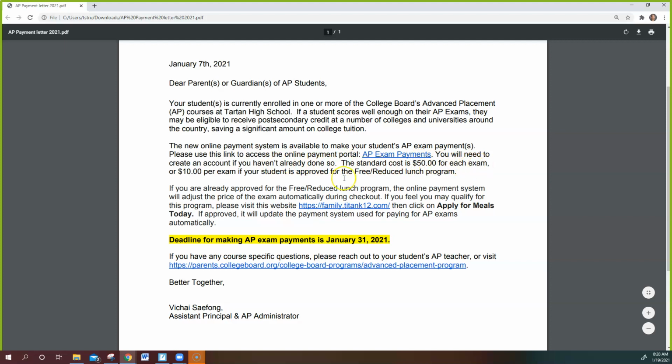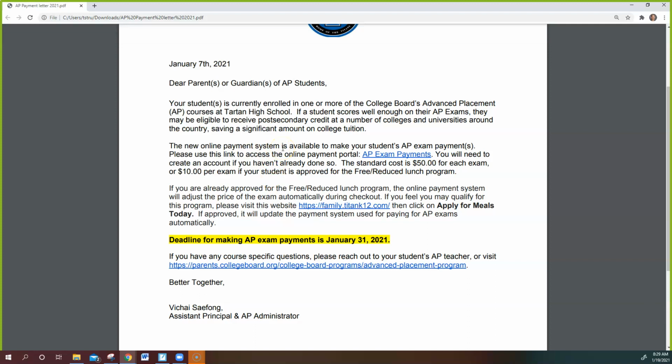It's $50 for each exam or $10 if the student is approved for the free and reduced lunch program. So you probably know if you're on that, that's $10 per exam. If not, you're paying $50. If you're already approved for the program, the online payment system will adjust for that price. If you think you're on it and it's not, then you can contact Mr. Sefong or Ms. Trevette, or you can even let me know and I'll send the message along to them so you can get the correct payment on there. But the deadline for making the payment is January 31st.